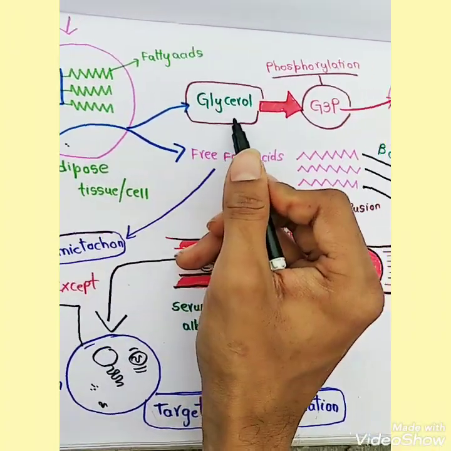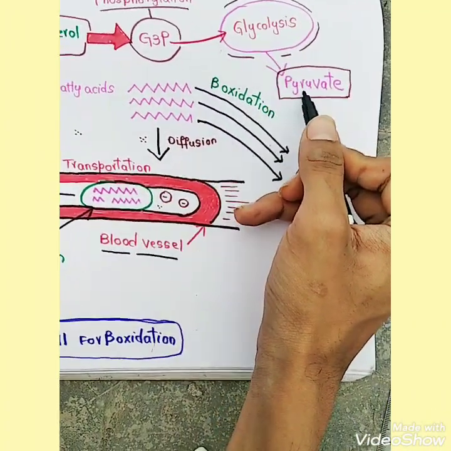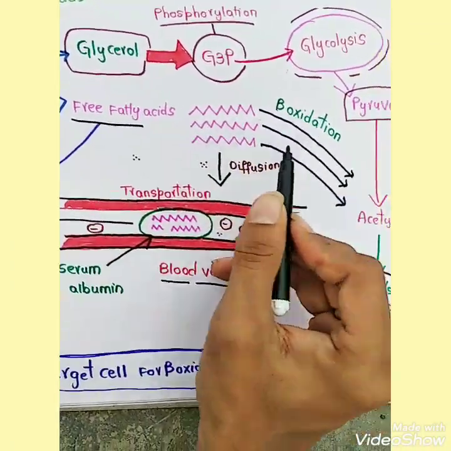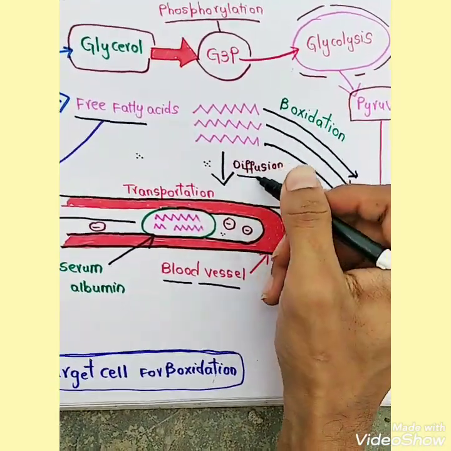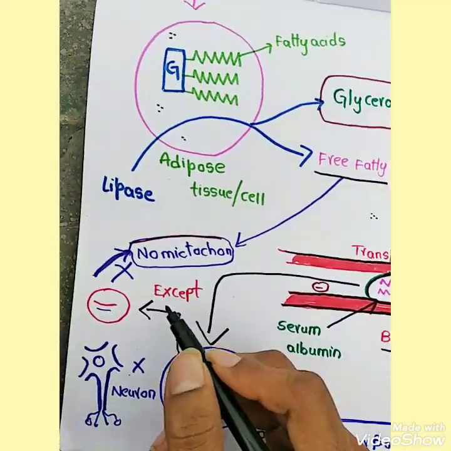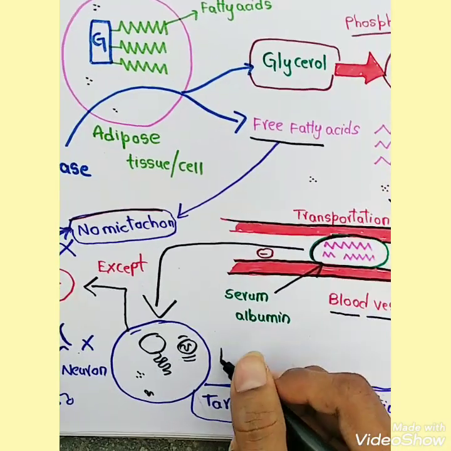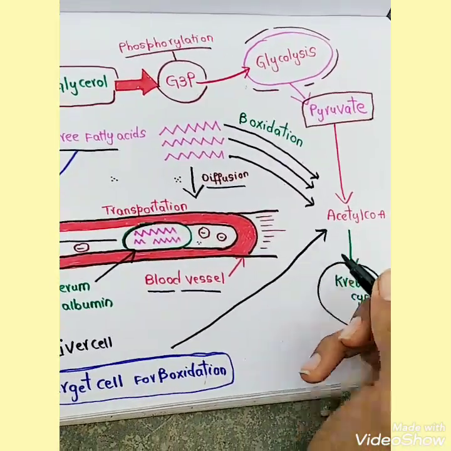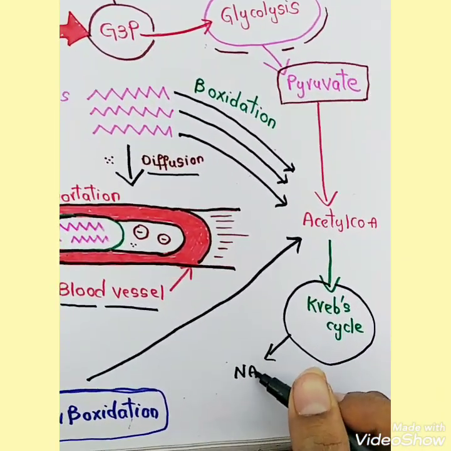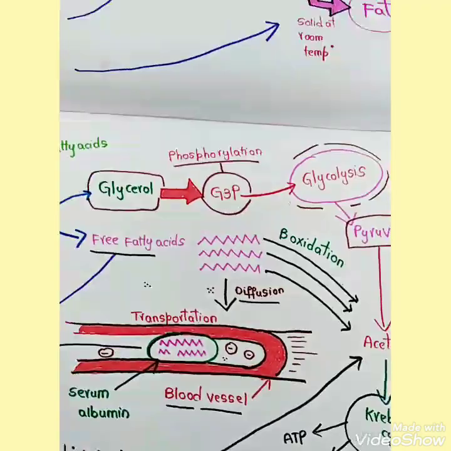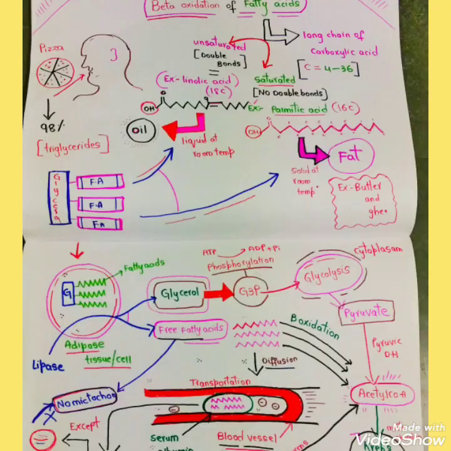To recap, the glycerol from the body fat can enter into glycolysis to produce pyruvate and acetyl-CoA. Similarly, the free fatty acids, the hydrophobic parts, can be transported into a target cell through the bloodstream by serum albumin, except into RBC and neuron. The target cell can be a liver cell which performs the beta-oxidation and converts this into acetyl-CoA. Acetyl-CoA can be used by the Krebs cycle to produce NADH, FADH2 and ATP. So that's how the fatty acids are catabolized from the body fat and enter into target cells for beta-oxidation.